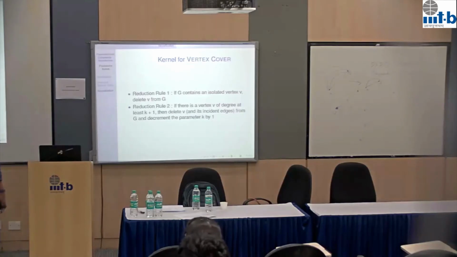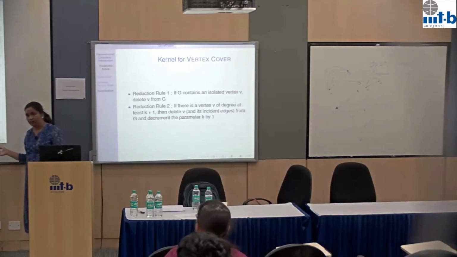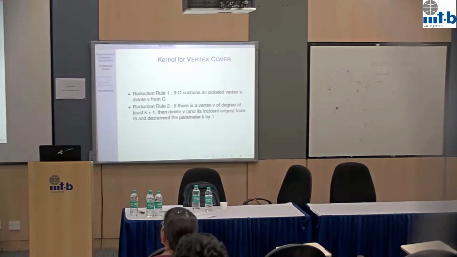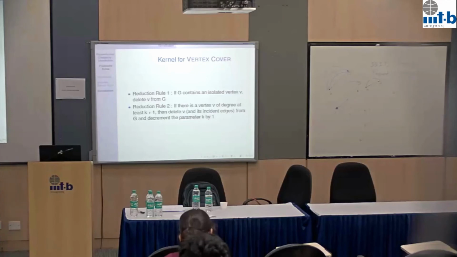So I do it for as long as I can do it. What can you say about the reduced instance after I run these two reduction rules? There are no isolated vertices. Every vertex has degree at least 1. And what is the maximum degree of each vertex? K plus 1? K. At most k. Okay?